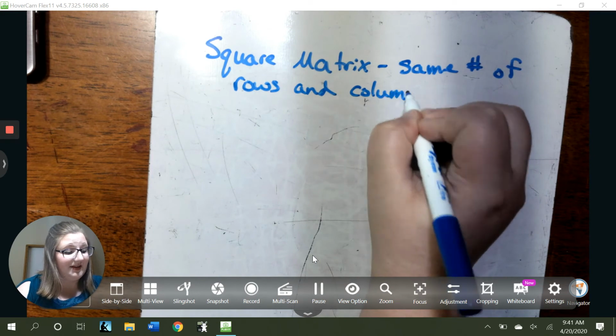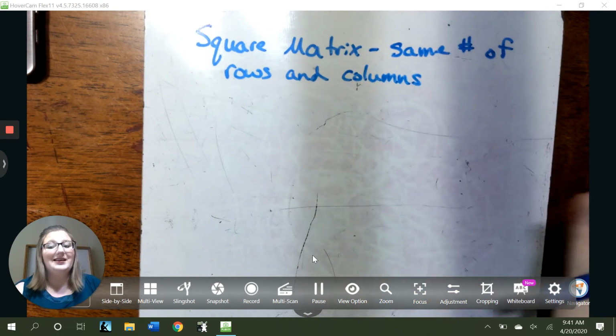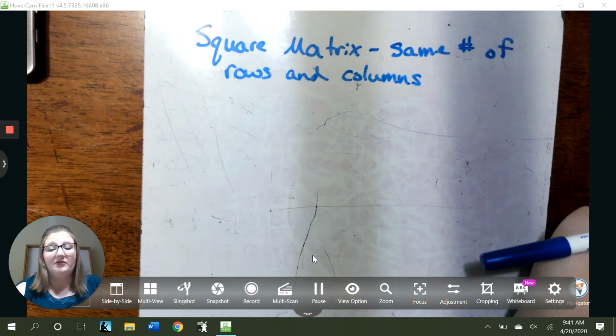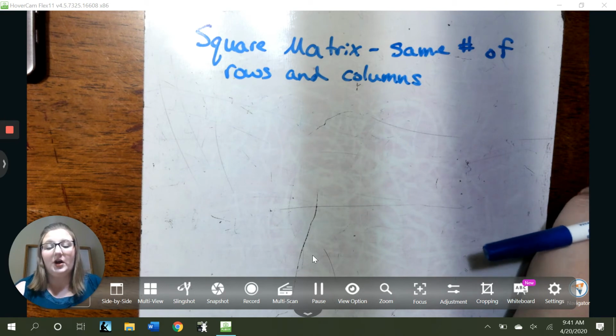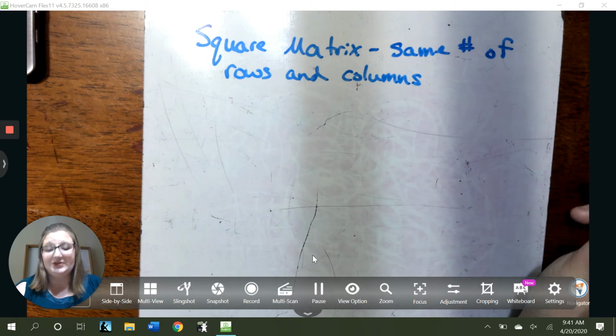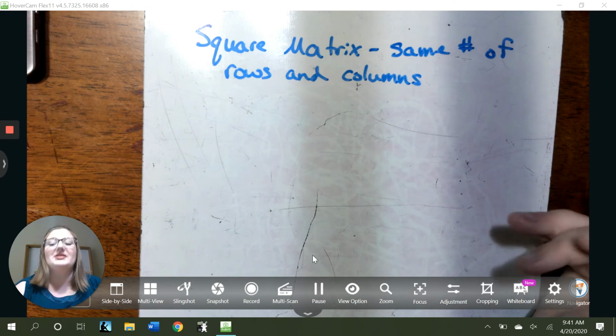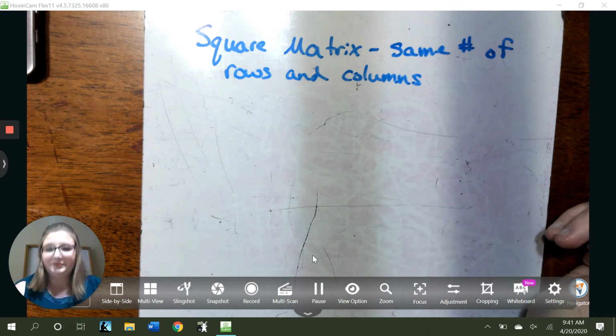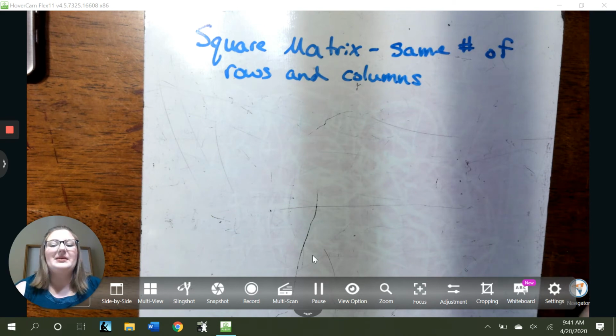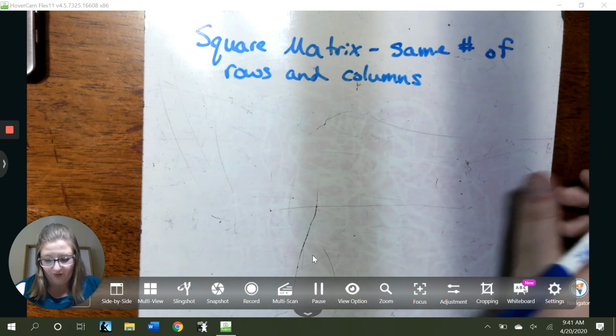So for example, a 2 by 2 matrix, a 6 by 6 matrix, a 4 by 4 matrix, those would all be square matrices because there's the same number of rows and columns. Now, when we have a square matrix, we have something called an inverse. Not always, but sometimes a matrix will have what's called an inverse.